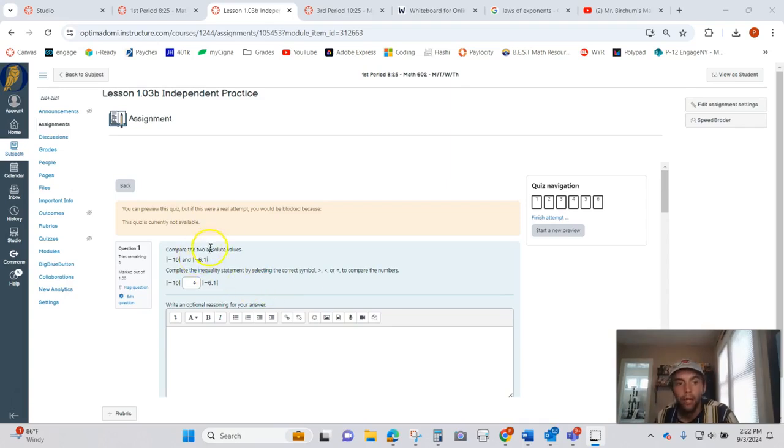Question 1. Compare the two absolute values, absolute value of -10 and absolute value of -6.1. Complete the inequality statement by selecting the correct symbol, alligator mouth, or equal sign, to compare the numbers. All right, let's compare.